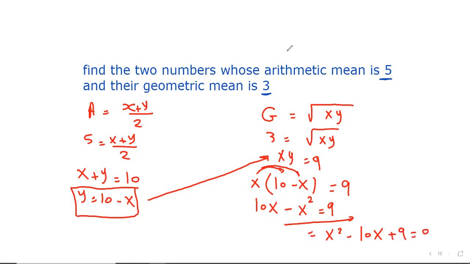Okay, then factorize. (x minus 9)(x minus 1) equals 0. So x equals 9 or x equals 1. If x equals 9, then y equals 1. And if x equals 1, then y equals 9. So the two numbers are 1 and 9.